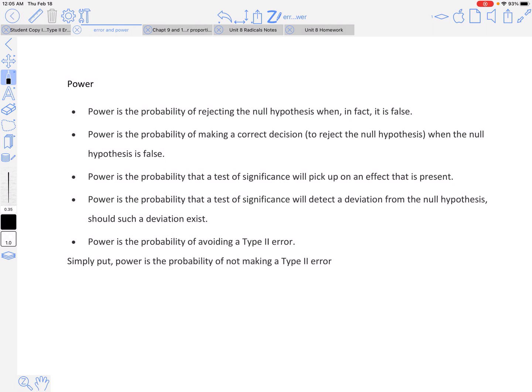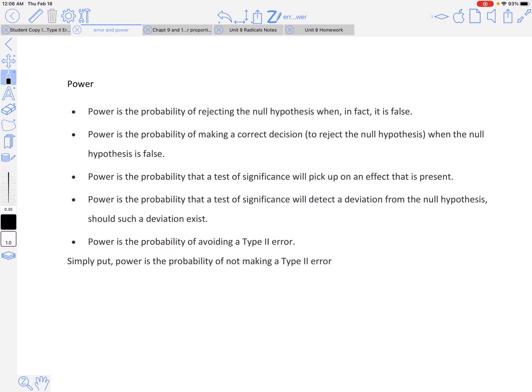So for example, the effect that we looked at earlier was the water, if you remember, the Rockford Wolverine Shoe Company. If we found out that, yeah, this water's unsafe, that's picking up on this effect, okay? So the probability that we detect that. So the power's a good thing, right? Power is the probability that a test of significance will detect a deviation from the null hypothesis, should that deviation exist. It's the probability of avoiding a type 2 error. So power is the probability of not making a type 2 error, okay?